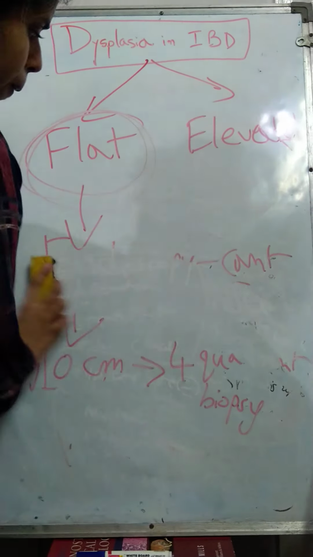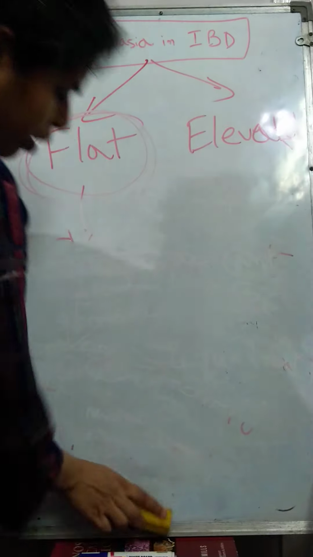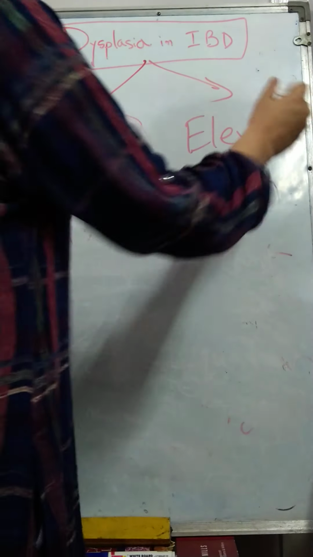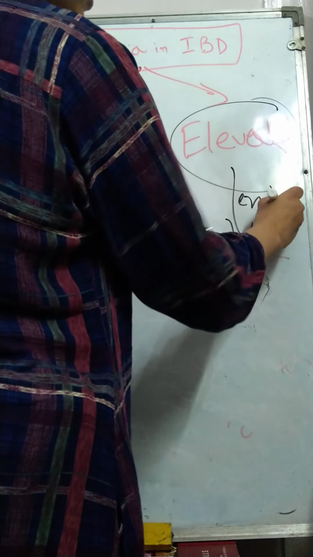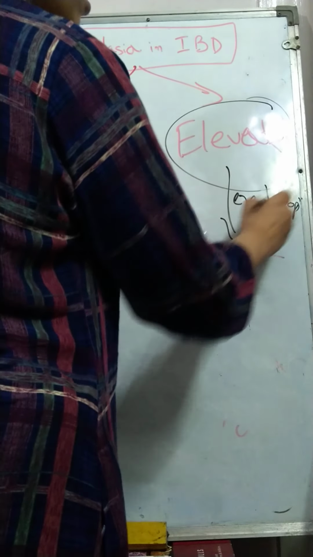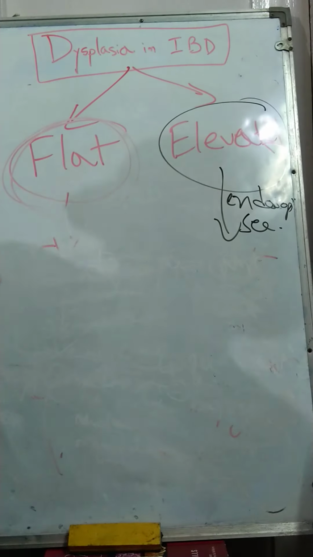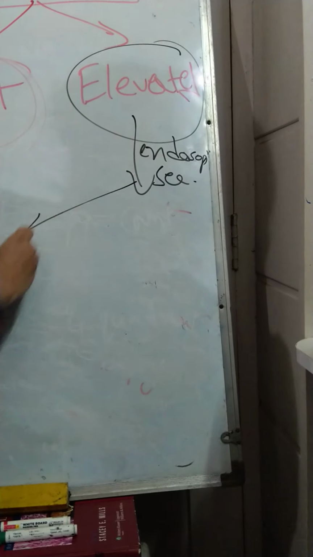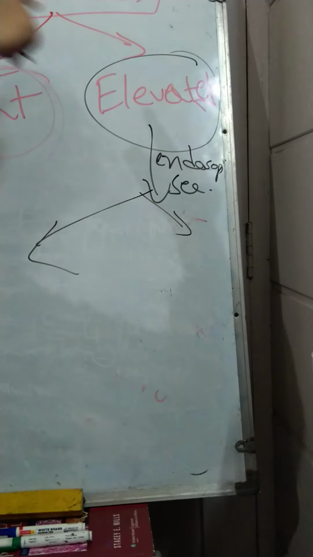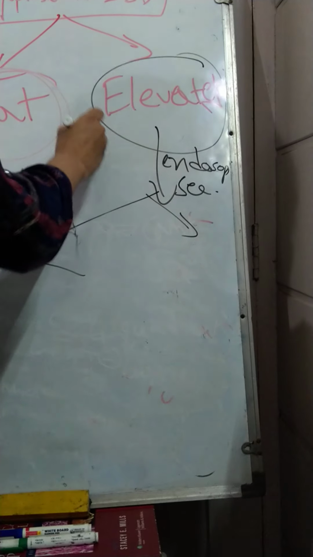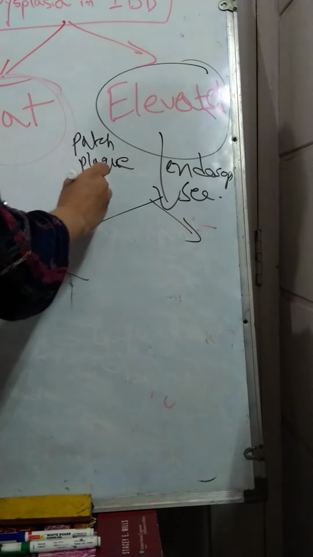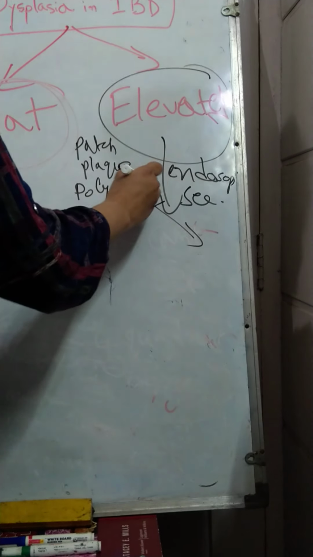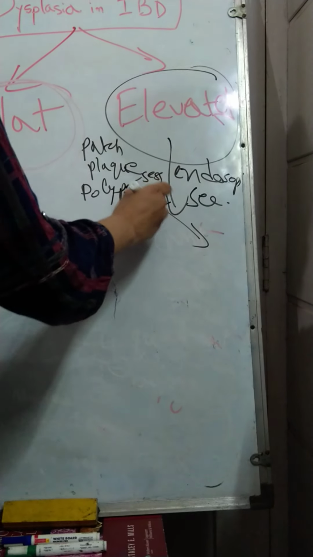Now comes the elevated part. If the dysplastic lesion is elevated, the endoscopist can easily see it. So from his perspective, he can take a location guided biopsy and send it to you. Fine. But now the problem is with the pathologist. See, an elevated lesion can present like a patch. It can present like a plaque. It can even present like a polyp. It can be a sessile polyp. It can be a pedunculated polyp.